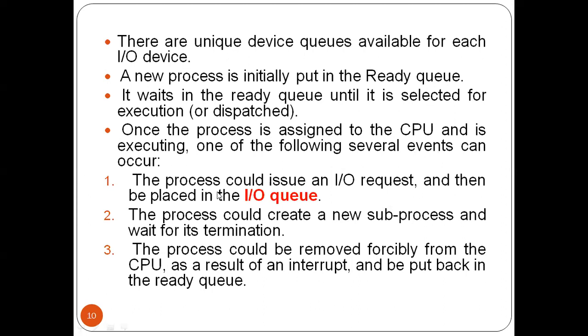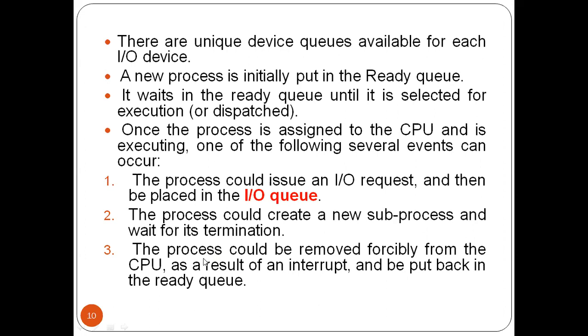several events can occur. First, the process could issue an IO request. If the process issues an IO request, then the process will be placed in an input-output queue, that is, the IO queue. The second case is that the process could create a new sub-process and wait for its termination. Here, the new sub-process means child process. The parent process will wait until the child process finishes its execution.